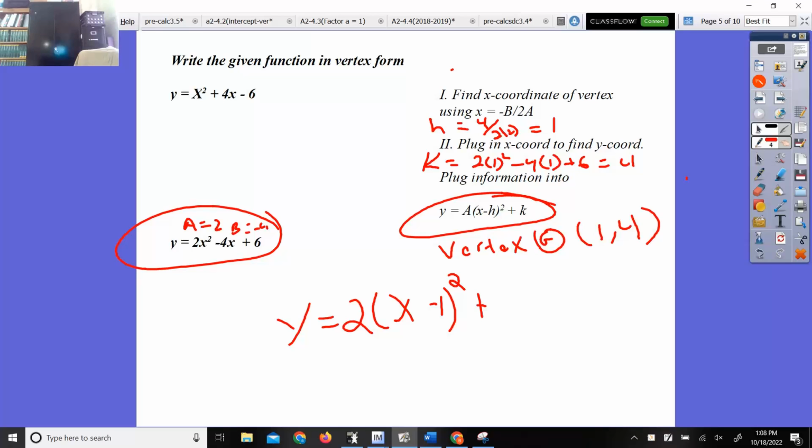Plus 4. That square is important. Without that square there, you'd have a line. I don't know if you understand that or not, but you would. You'd have a line.